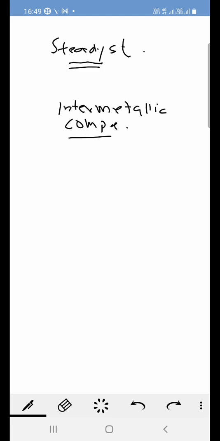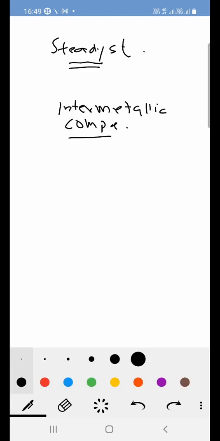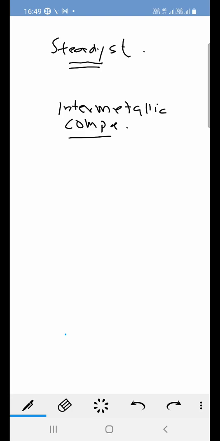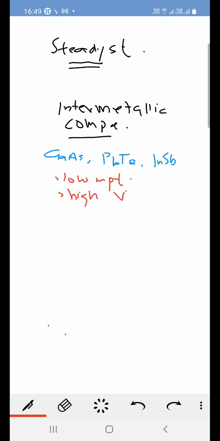For example, if we are using gallium arsenide or lead telluride or indium antimonide as the constituent elements, and these materials have the property of low melting point and high vapor pressure.